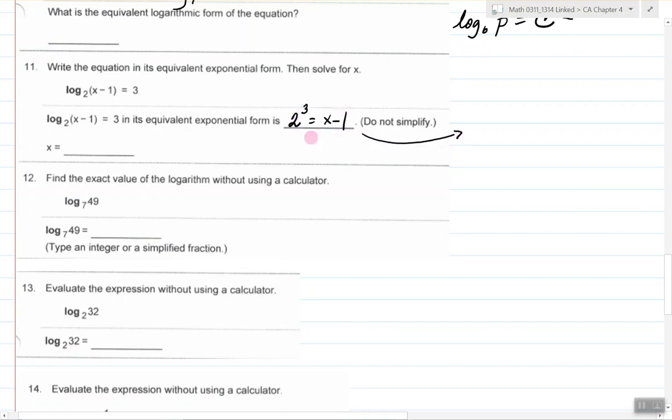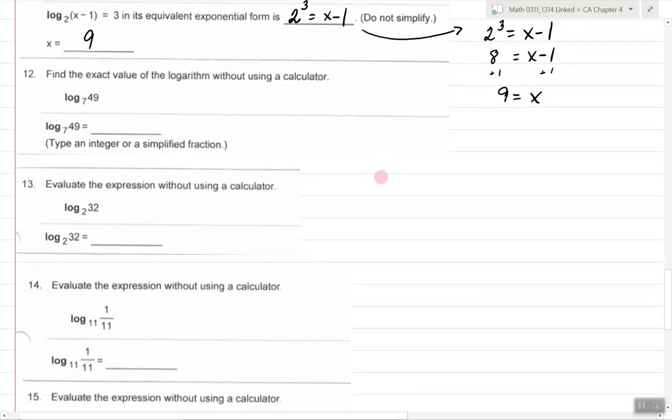This is what they want printed here, but I have 2 to the third power is equal to x minus 1. 2 to the third power, 2 times 2 is 4, times 2 is 8, is equal to x minus 1. Add 1 to both sides. 9 is equal to x. We just solved a logarithmic equation. We solved it by turning it into its exponential form. We will do more of that in a future lesson.